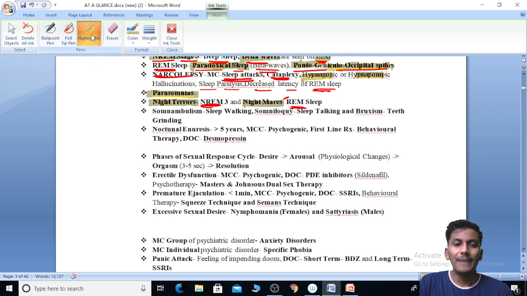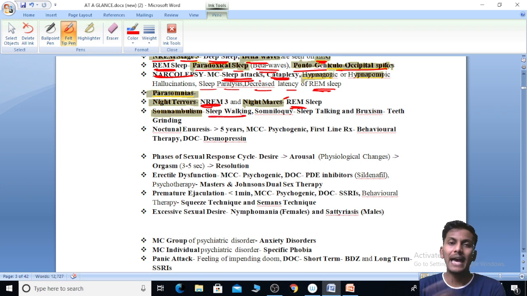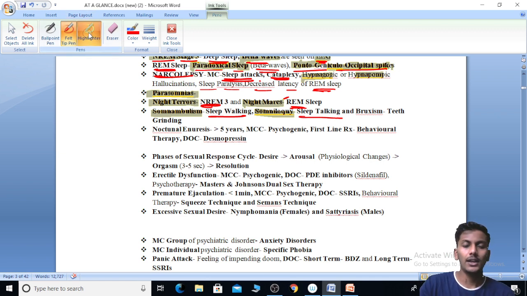Now next, the next type of parasomnia is somnambulism. Somnambulism means sleepwalking. Ambulism means walking, right? And next is somniloquy. Somniloquy means sleep talking. The muttering that happens in sleep is sleep talking, also known as somniloquy. And the last important parasomnia is bruxism.